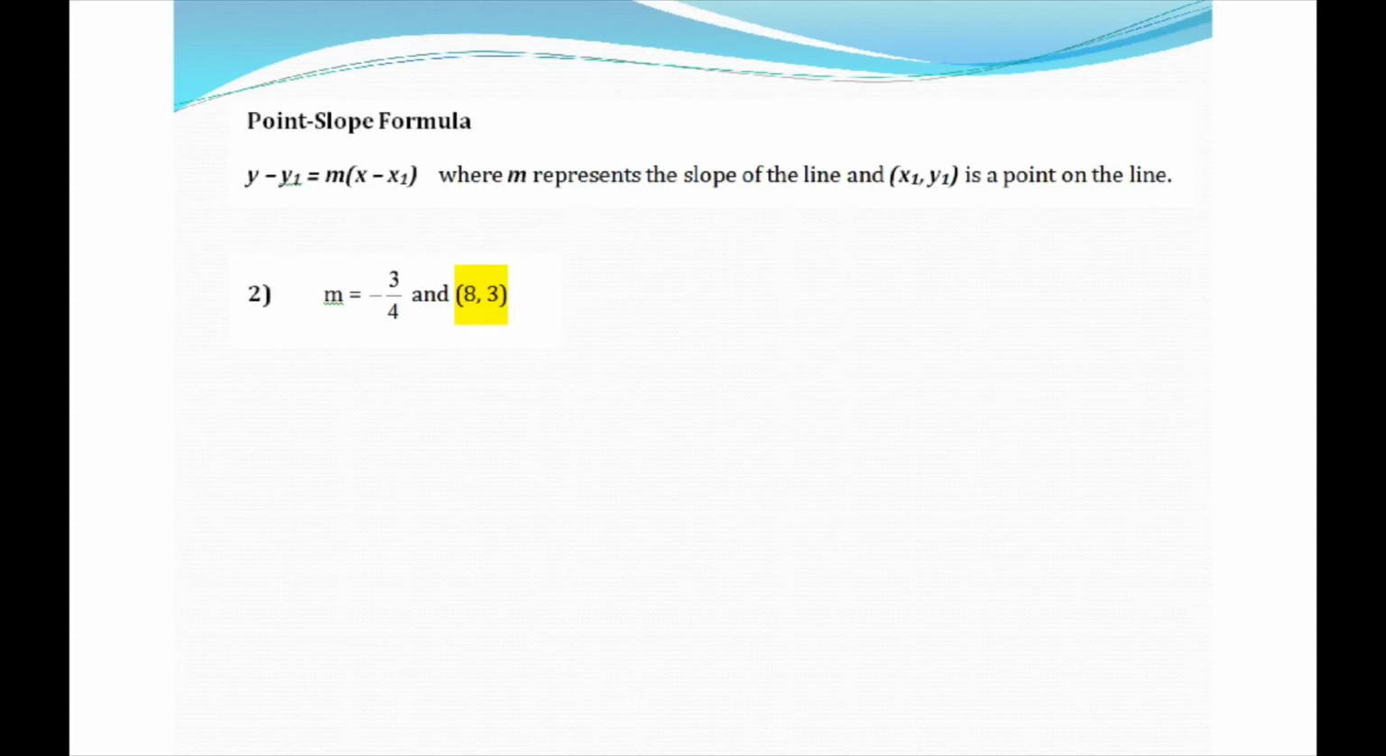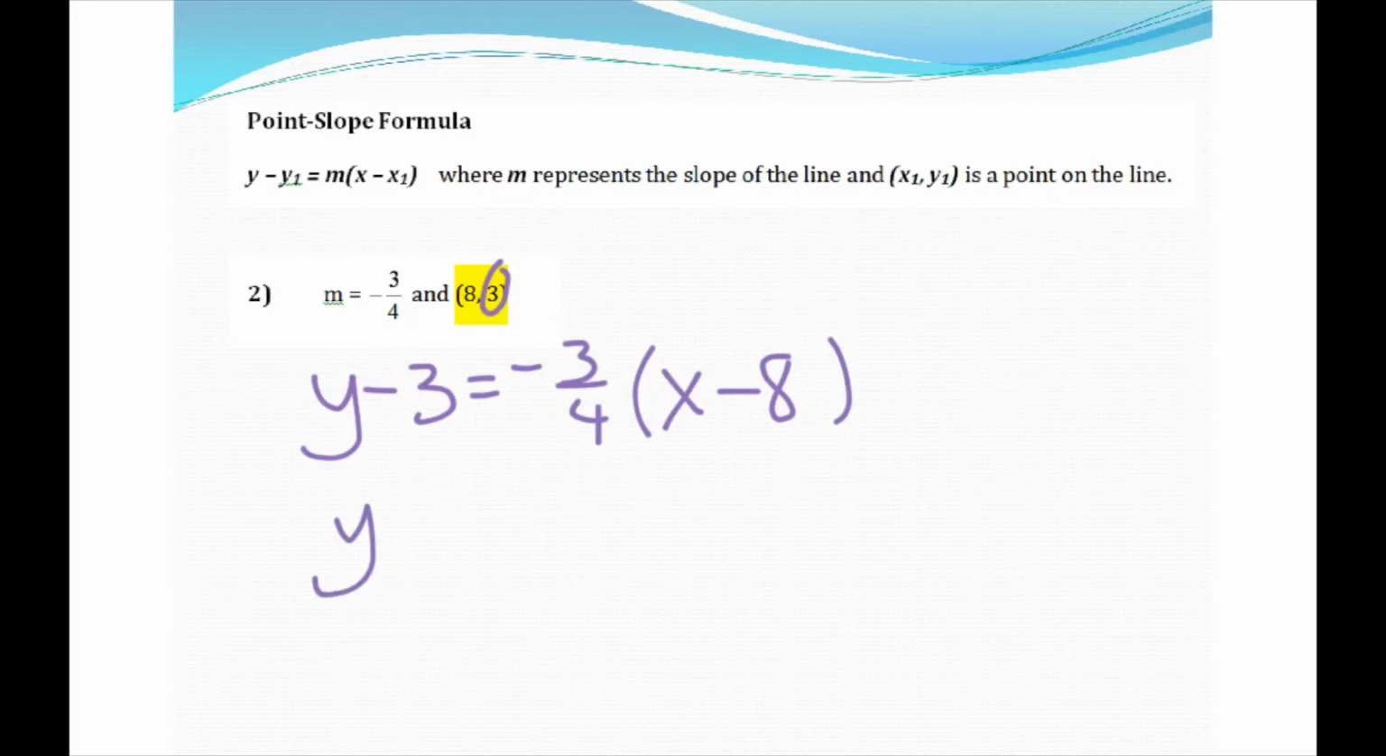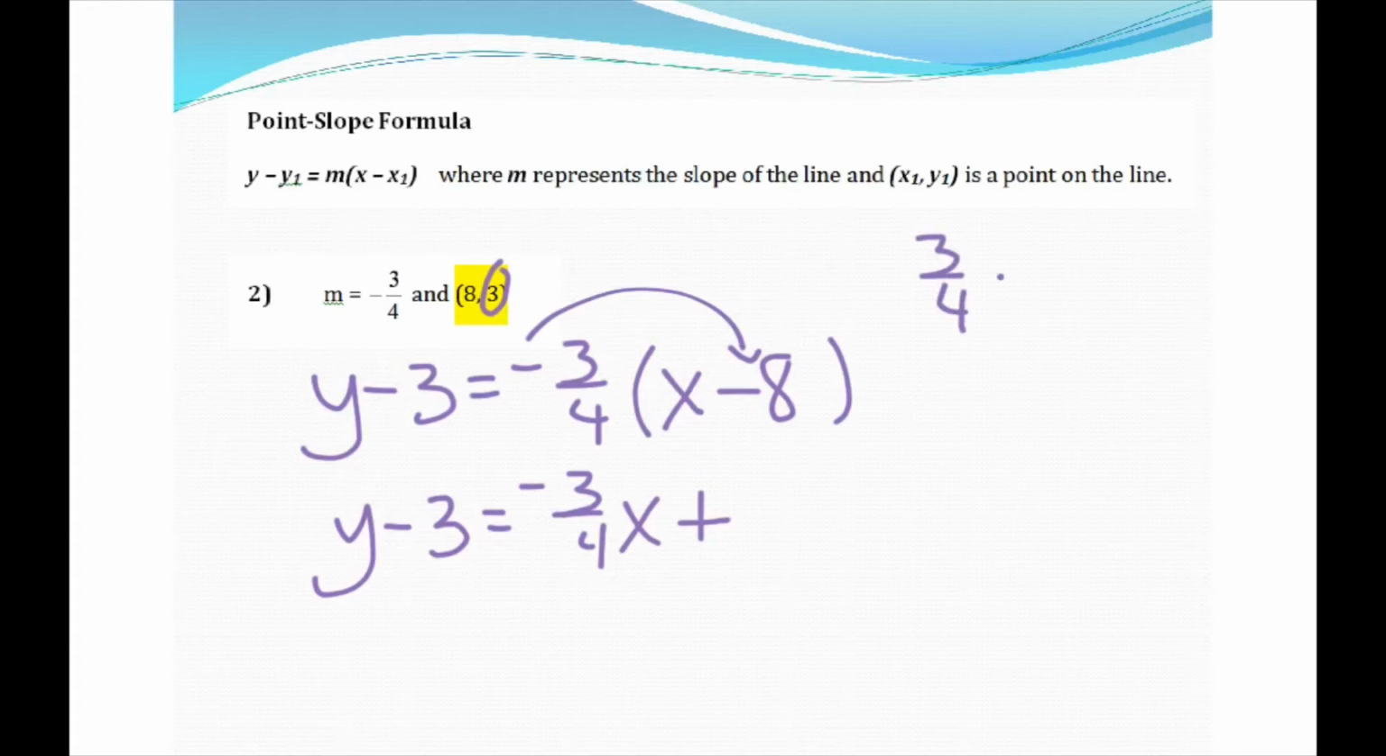Okay, number 2. We're going to do y minus, and our y1 is 3, equals -3/4 x minus the x1. So y minus 3 equals -3/4 x. -3/4 times -8 is positive, and then remember how you do fractions. So it's 24 over 4, which is 6. Add 3 to both sides.